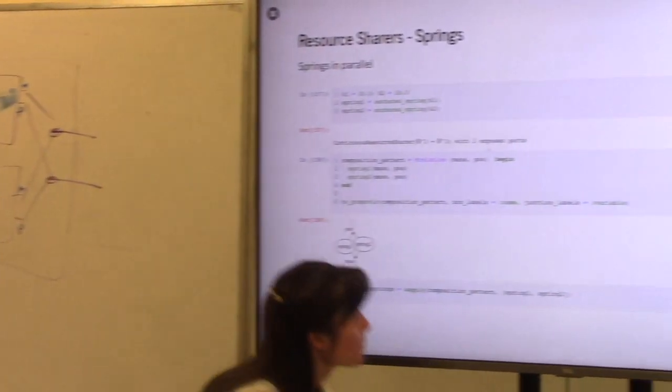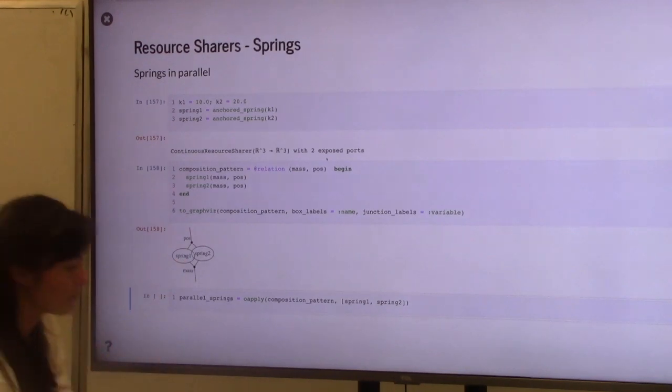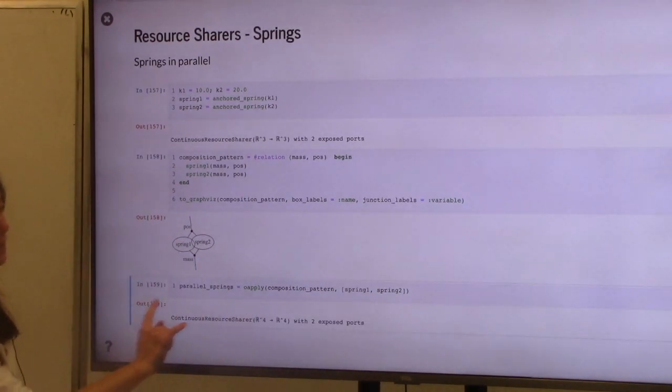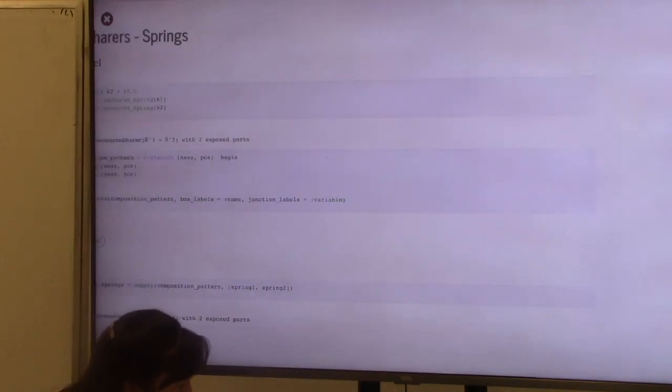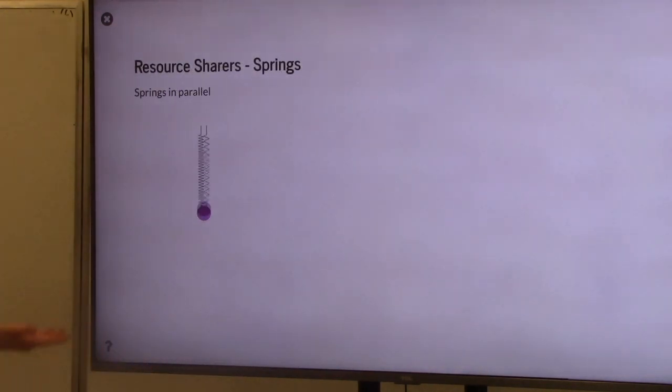So we have our two springs. We define our composition pattern. We apply our two springs to that pattern. And then, if we solve and plot, we get a reasonable looking thing.